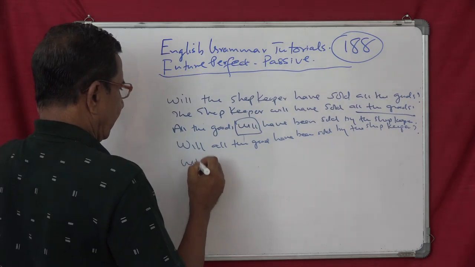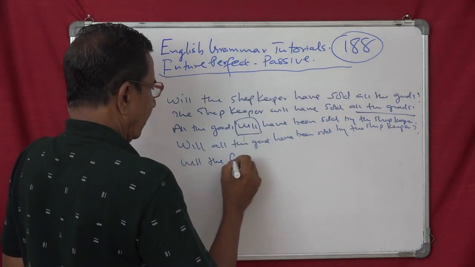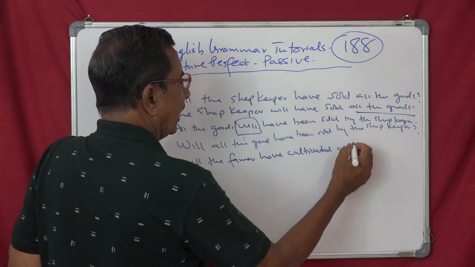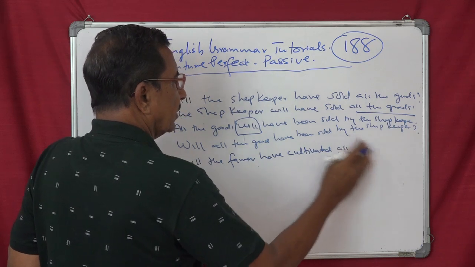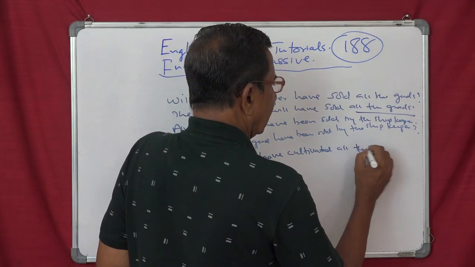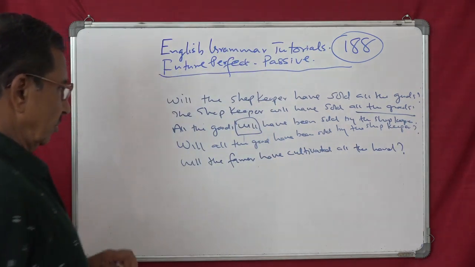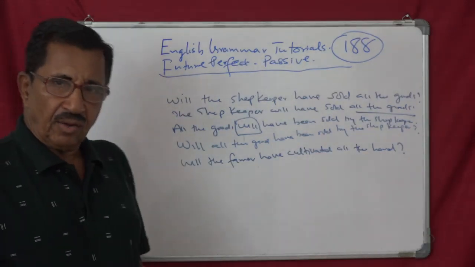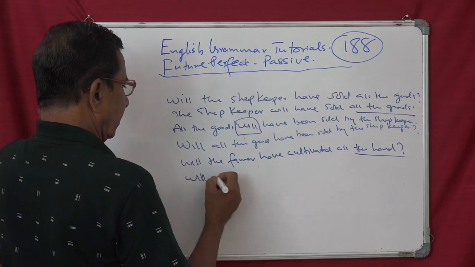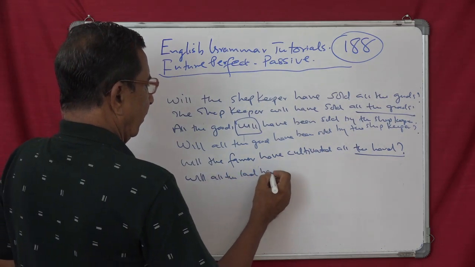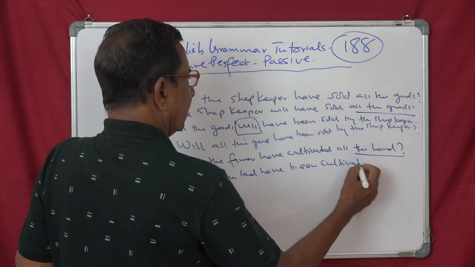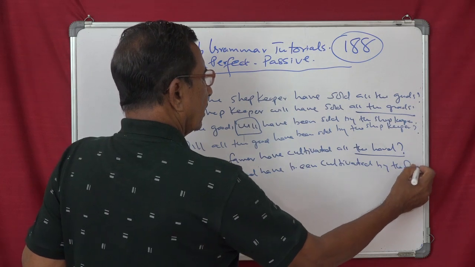Will the farmer have cultivated all the land? Okay, all his land, all the land. Answer. So simplify this, make it a statement. Then you can say: will all the land have been cultivated by the farmer? That will be the question mark.